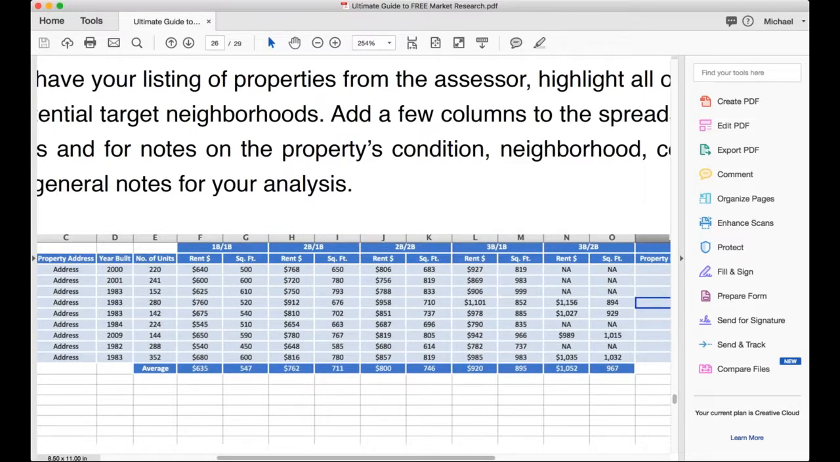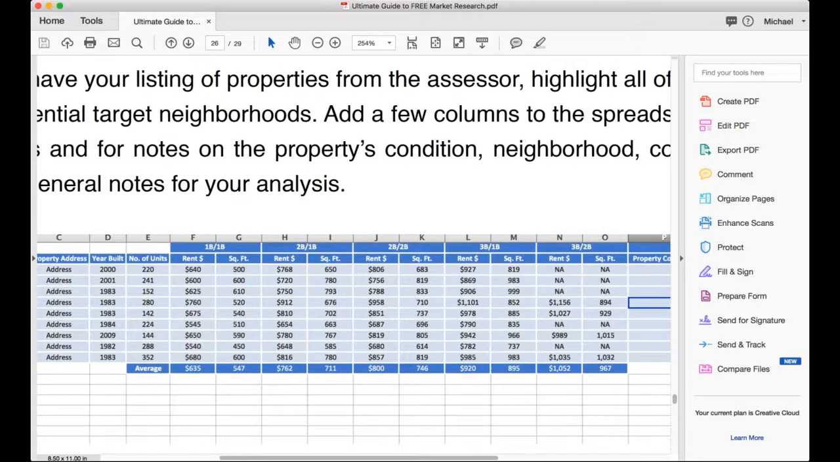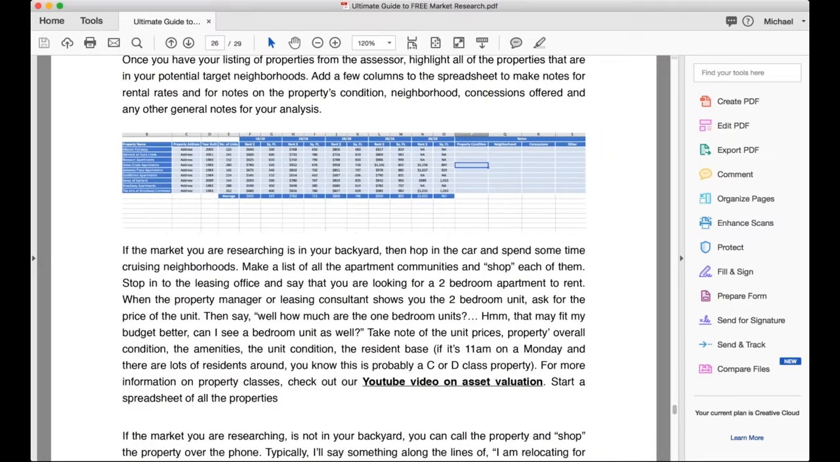I basically tell them, hey, my name's Mike. I'm from Boston. I'm looking to relocate down here. And I just tour it as if I'm going to rent the place. What I'll typically say is, I want to get at least the data on the 1 and 2 bedrooms. If I can find a way to get data on 3 bedrooms without coming across as a quote-unquote shopper, I'll do that. But what I'll say is, how much are the 1-bedroom units? And they'll say whatever. And then I'll say, oh, okay, well, what if I wanted a 2-bedroom? How much are those going for? And it's just as simple as that.